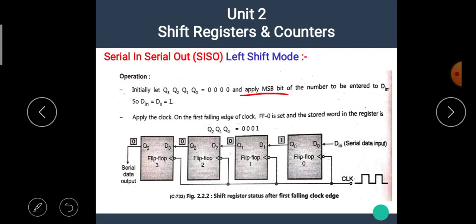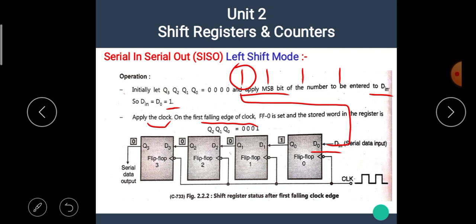Now apply the MSB bit of the number to be entered to D in. We have to enter the data 1 1 1 1. This is the MSB, and we apply this MSB to the data in bit. So the data in, or D0, is equal to 1. Then after the application of the clock, on the first falling edge of the clock, flip flop 0 is set and the stored word in the register is 0001. I hope you all understand the operation here.